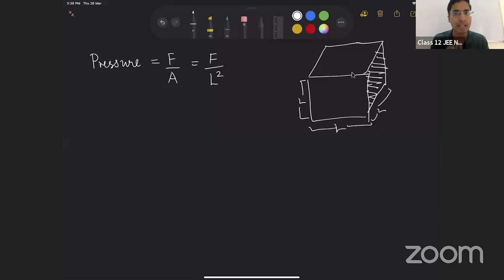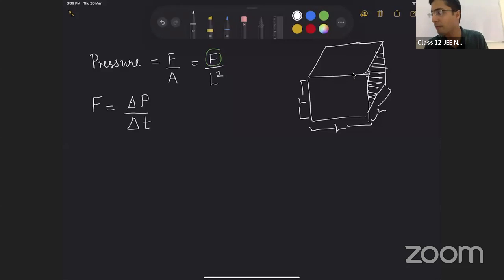Now, if L square is the area of the wall, L is already known to us. If I want to know pressure, I only need to find out F. Now, how do I find out F? From Newton's second law, we know that F is the rate of change of momentum. Rate of change of momentum is delta P upon delta T. This was the first step we studied that day, so I'm just going to do a quick recap.